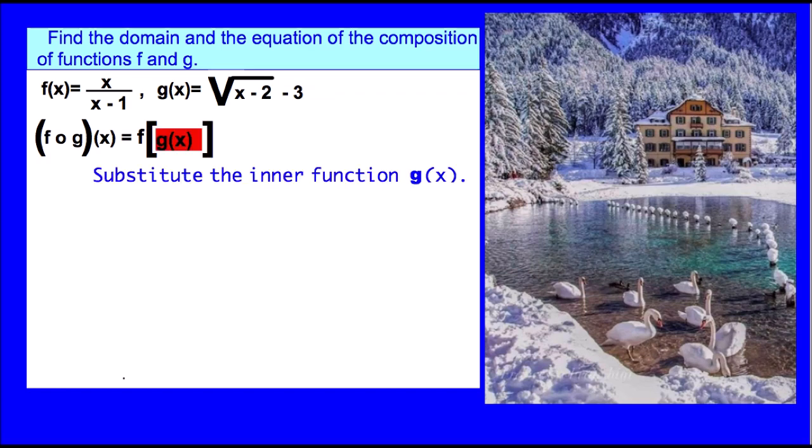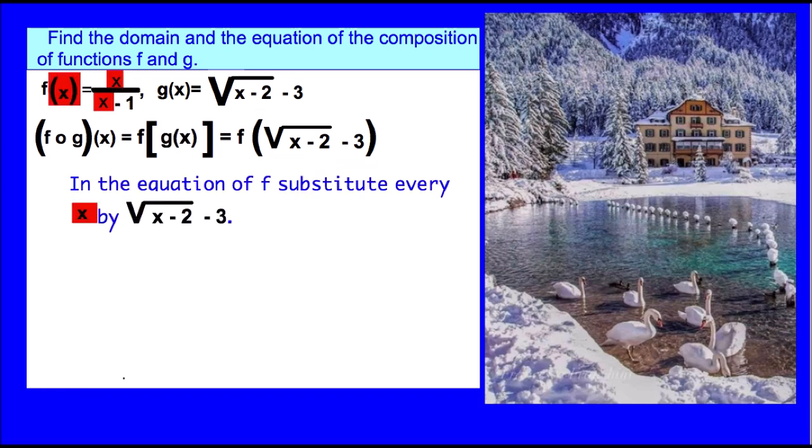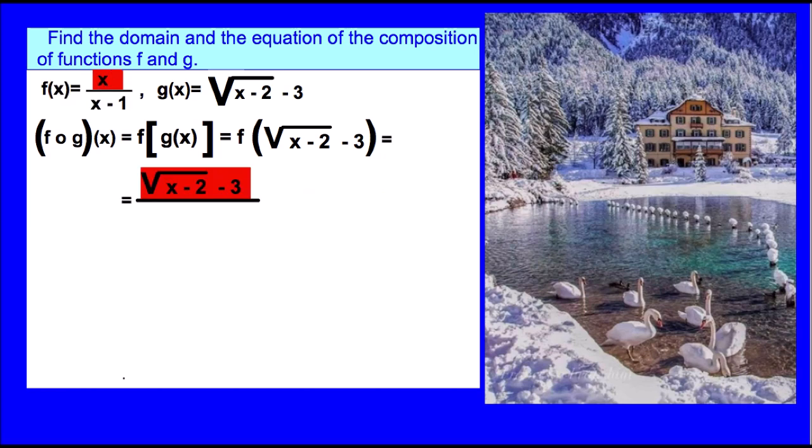Substitute the inner function g of x by what we know it to be, which equals f of the square root of x minus 2, minus 3. In the equation of f, substitute every x by the square root of x minus 2, minus 3. Thus, at the numerator, we have the square root of x minus 2 minus 3, and at the denominator, we have the square root of x minus 2 minus 3 minus 1.